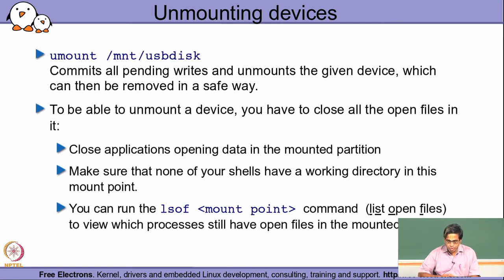So, I will have to close all the applications that have data opened in this particular mounted file system, and I should not have any of my shells with the working directory in this mount point. If I want to find out which process is using any data inside this file system, I have a command called lsof. lsof stands for list open files. It will tell which process still has open files in that particular mounted partition.